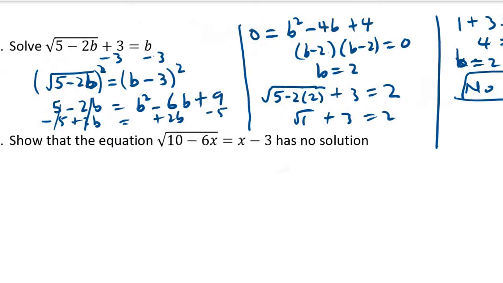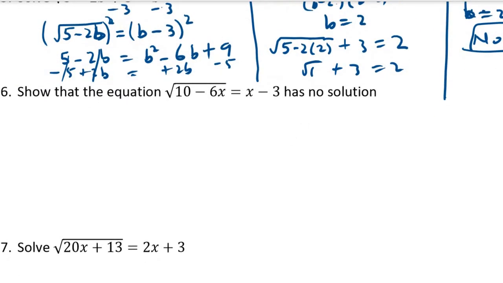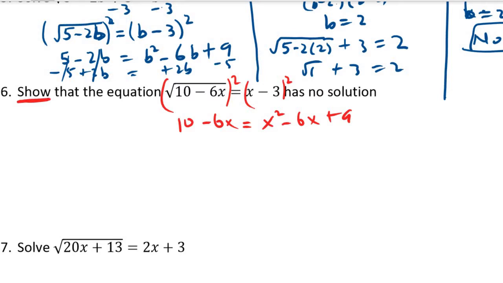All right, I'll get you started with number 6. You're going to finish it by yourself. So this one is already done halfway. We just need to square both sides. Let's use another color for that. You're going to just square here and square here. 10 minus 6x equals x squared minus 6x plus 9. It just asks you to show that this is not valid, okay?